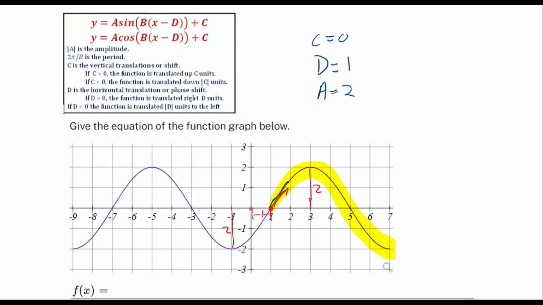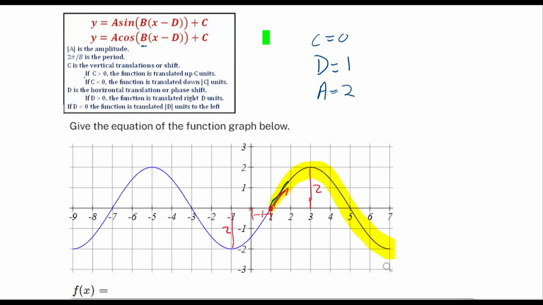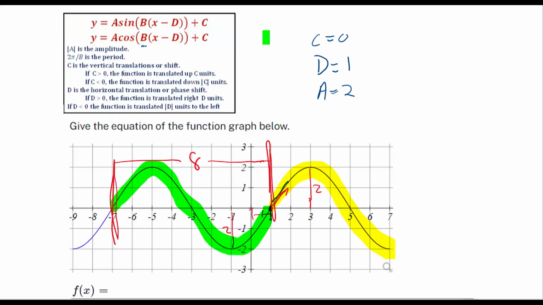So what we're missing is B. What is our B going to be? Well, I want to get one full cycle of a sine here. It'd be like going from here to there. And that looks to be about a distance of 8. So our period is 8.